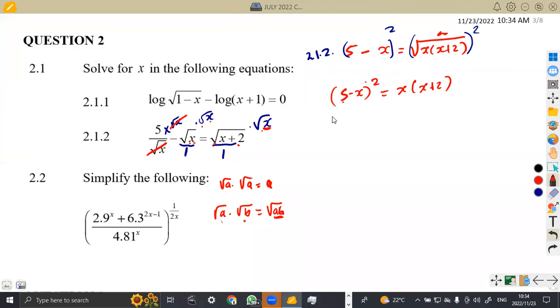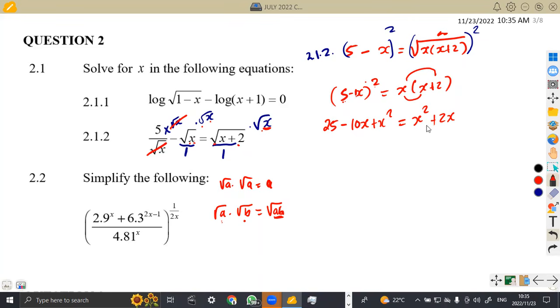As you know, this is going to be 5 squared, which is 25, minus 5 times 1x, which is minus 5 times 2, that's minus 10x, minus 1 squared is going to be positive x squared, which is equal to x times x, that's x squared, x times 2, which is going to be plus 2x. So from this part, we are done.